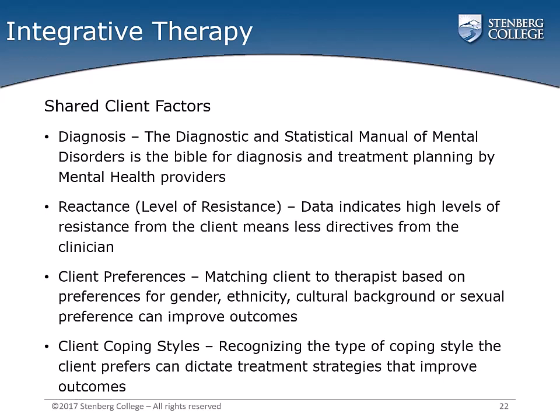Reactance or level of resistance: research support indicates a high level of resistance from the client equates to a less directive approach from the clinician for successful therapeutic outcomes. Client preferences include matching the client to the therapist based on gender preference, ethnicity, cultural background, or sexual preference. These things can improve outcomes. The client coping style is another key variable involved in treatment planning. So recognizing the client's coping style helps guide treatment strategies that will improve chances of treatment success.